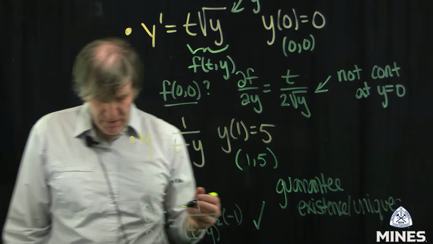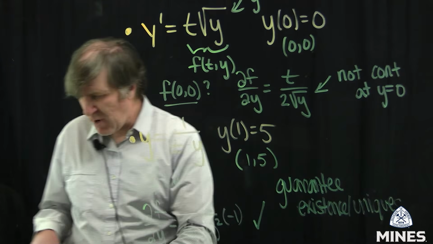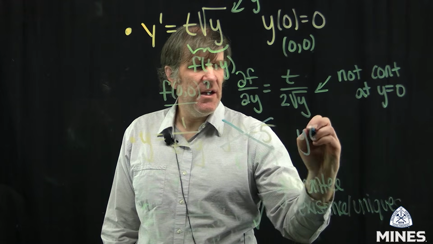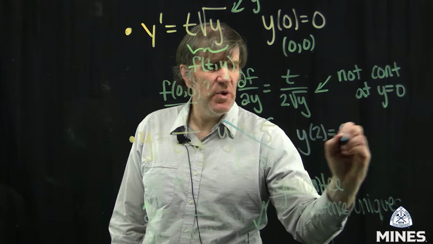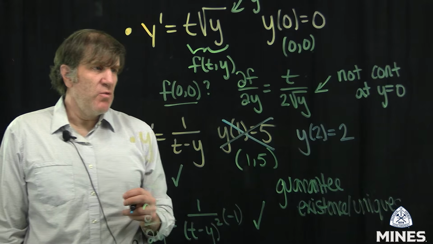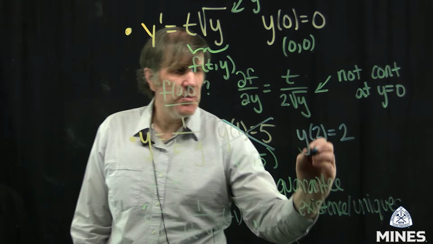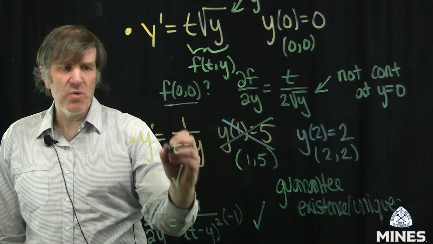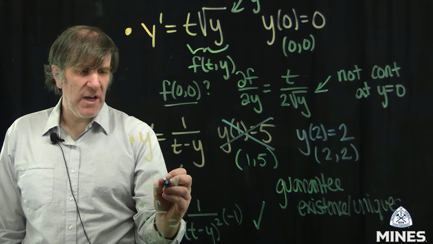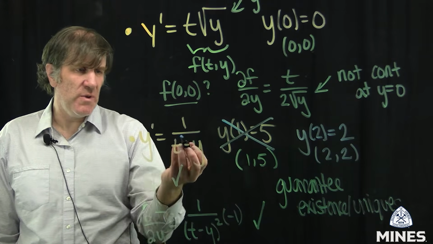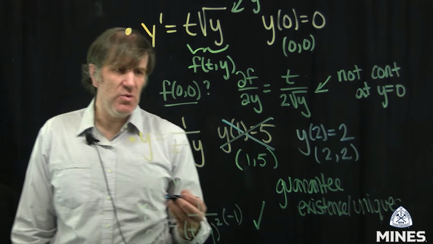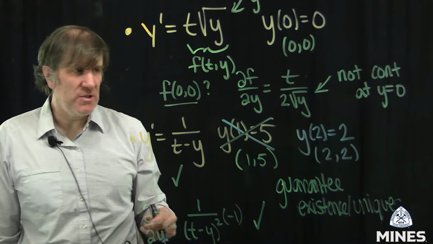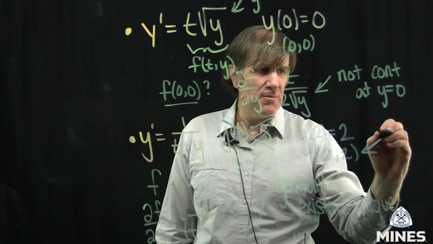Now I want to just very quickly look at a slight modification here. What if we had the initial condition y of 2 equals 2? If we have y of 2 equals 2, we're looking at the point t equals 2, y equals 2, then the denominator here would be 0, right? So when we look at f at 2, 2, we would be looking at 1 over 2 minus 2, 1 over 0. This function is not continuous at 2, 2. So we would not meet the conditions.